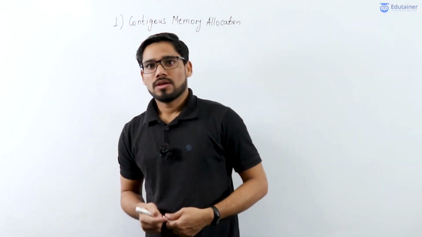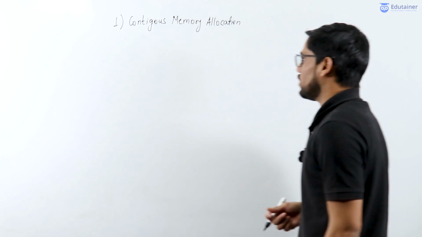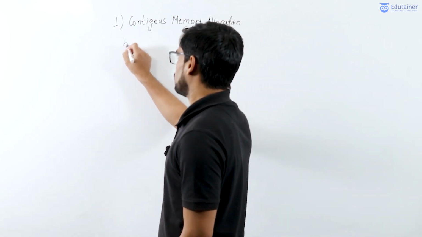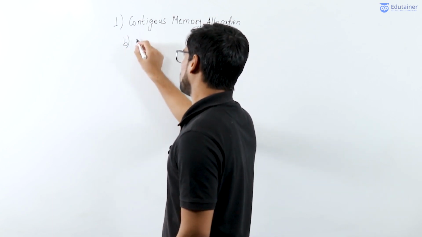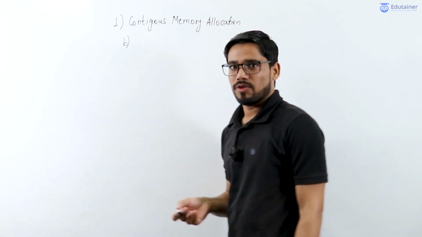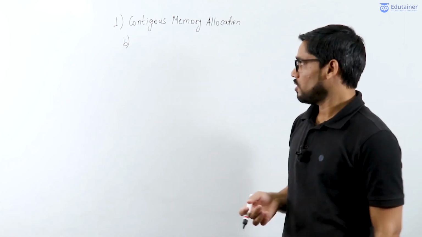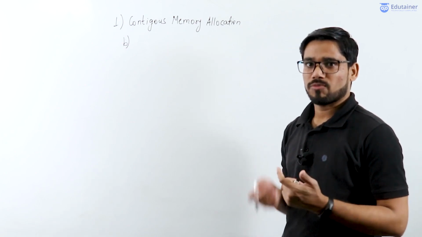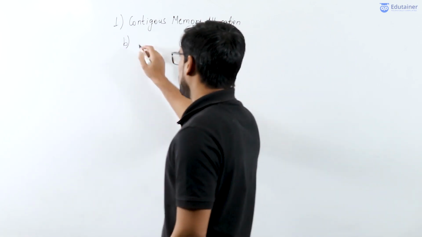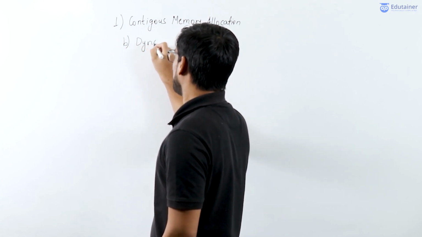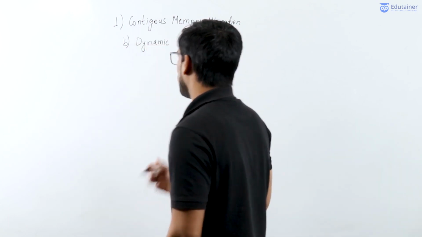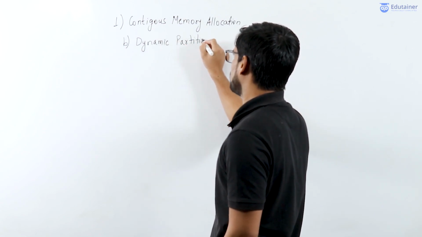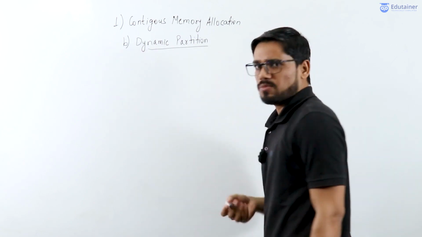Hi everyone. So the next method in contiguous memory allocation is dynamic partitioning. We have already seen fixed partitioning, and fixed partitioning suffers from various problems like internal fragmentation, external fragmentation, and limitation of process size. All these problems will be resolved slowly. So in dynamic partitioning, let's see how it is better compared to fixed partitioning.